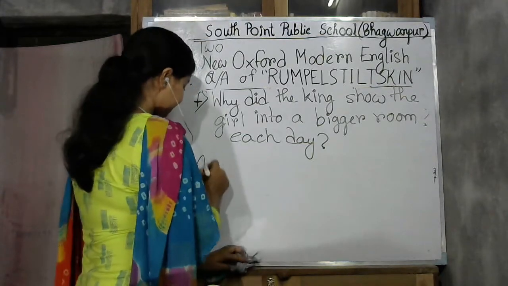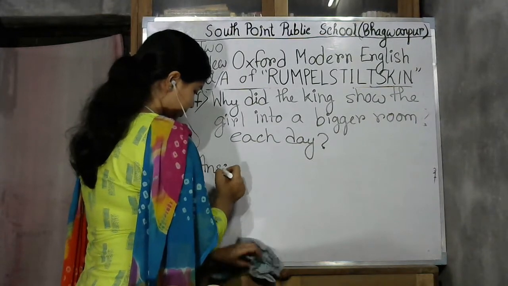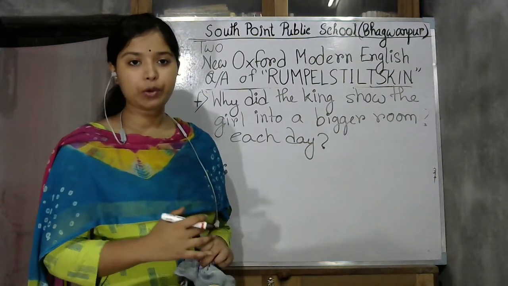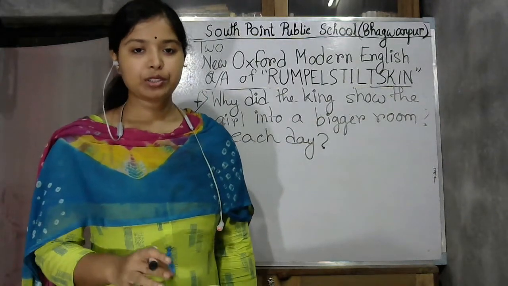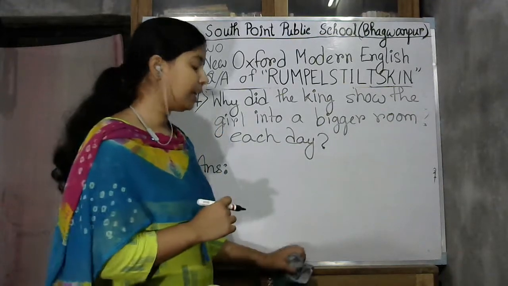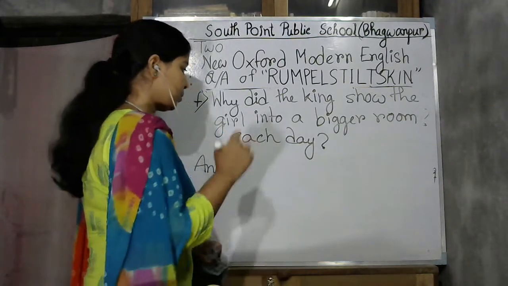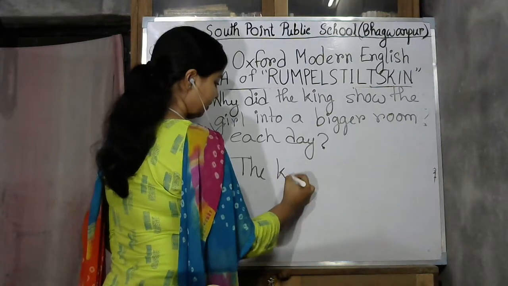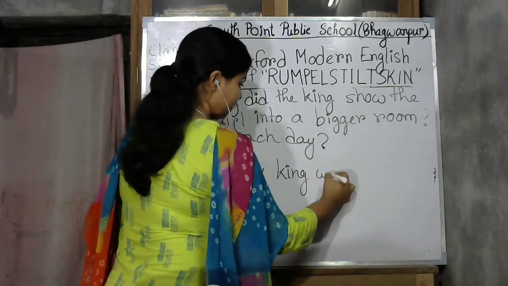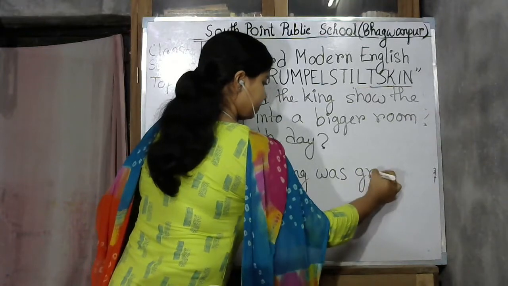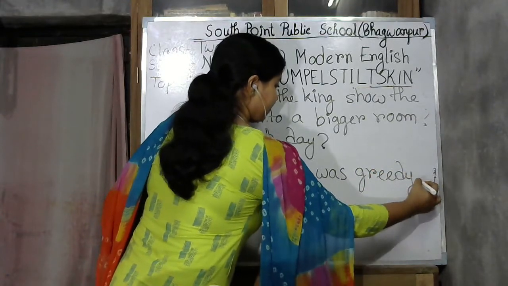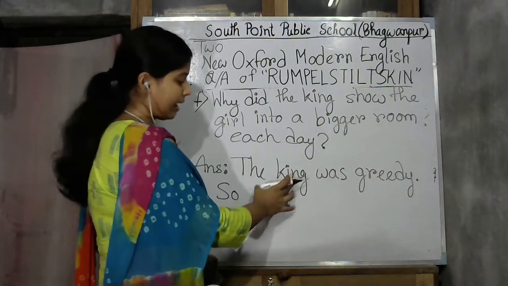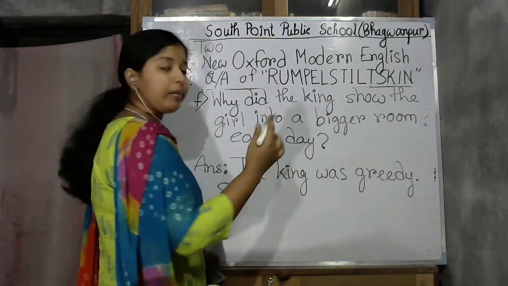What is the answer? Because the king was greedy, he wanted more gold, he wanted to transform the straw into more gold. So the king showed the little girl a bigger room each day. So write that answer, that the king was greedy. Full stop. So you can write this line in the end also, but you can begin like this also.